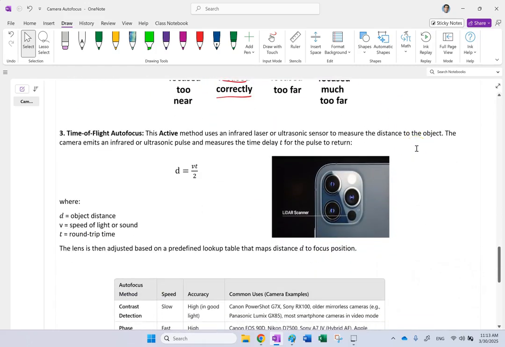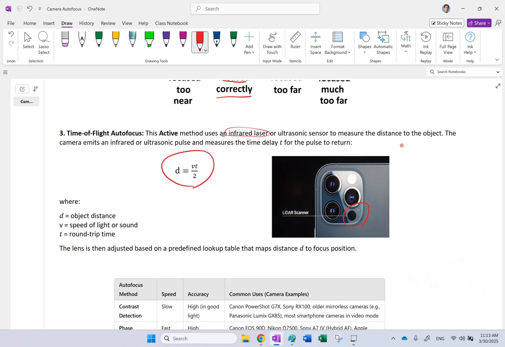And the third method is time of flight, which can use a LiDAR or ultrasonic. Most of the time in modern ones it is a LiDAR system, a laser system that you see here, for instance, in the back of some of the iPhones. They have this LiDAR scanner, and they send a light, and the light hits the object, comes back, and gives you a distance from the camera to the object, which is equal to VT over 2. T is the time of flight.